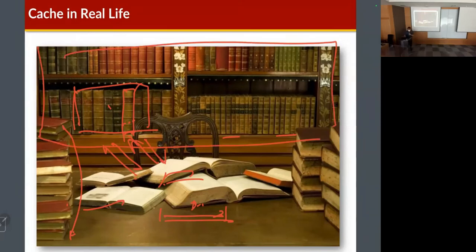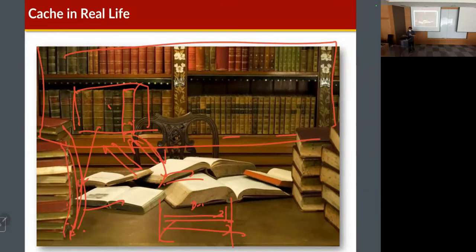But for some specific time, you will access only part of the books, actually a small number of books. So you can put these books on the desk, and then you can reduce the data transfer time, the actual moving time from the bookshelf to the desk. Okay, so this is the analogy of cache.